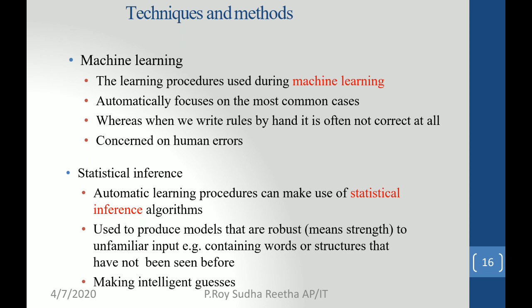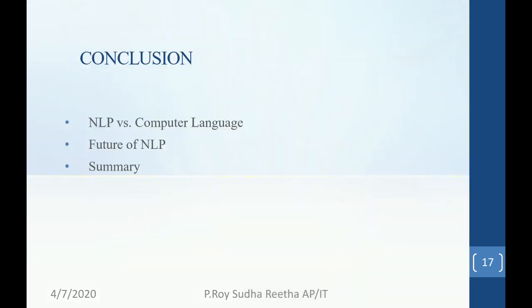And statistical inference is a type of algorithm used to produce models that are robust to unfamiliar inputs containing words or structure that have not been seen before, and it also makes intelligent guesses. Statistical inference produces intelligent guesses in developing the output.